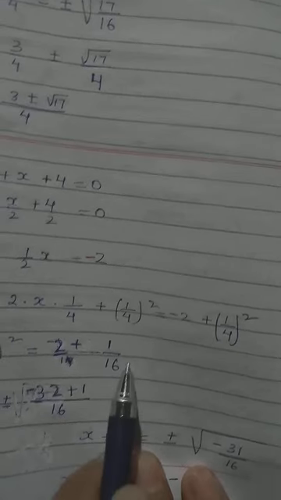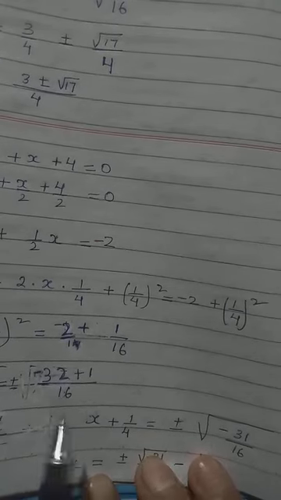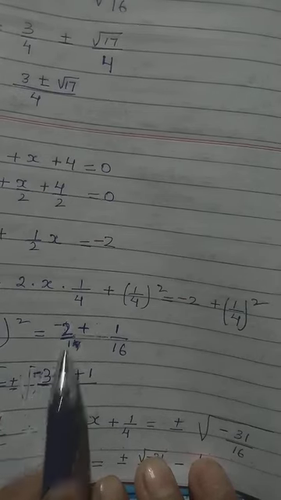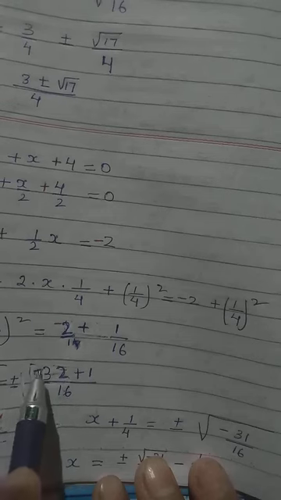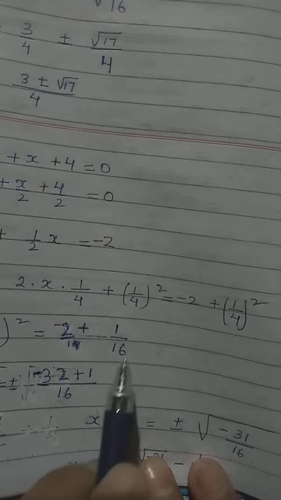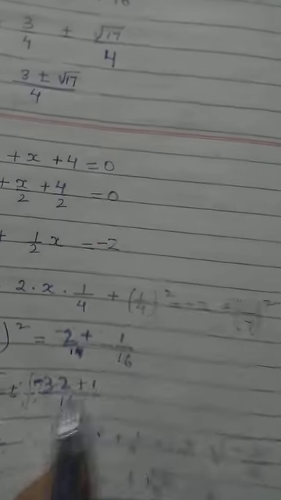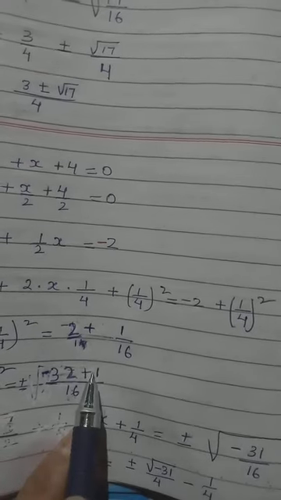So the 1 by 16 formula becomes 16. Then 1 divided by 16, 16. 16 into minus 2, it is minus 32. Then 16 divided by 16, 1. 1 into 1, 1. So minus 32 plus 1, we get minus 31.